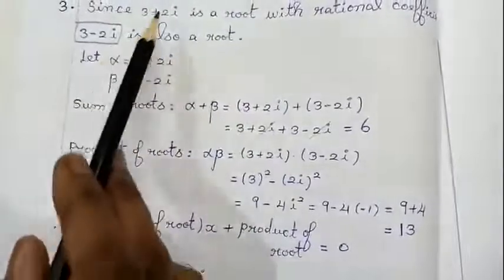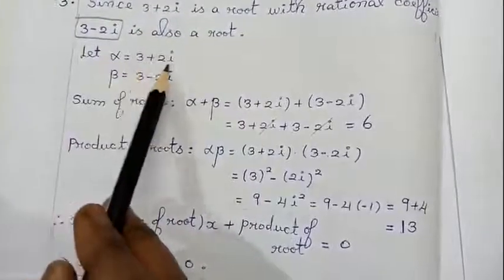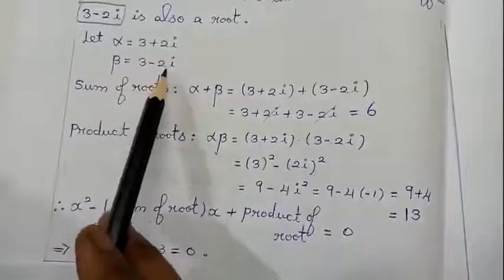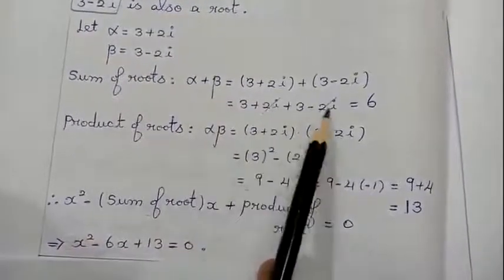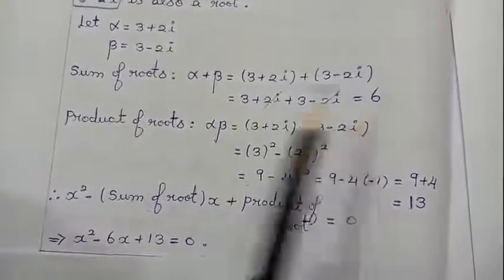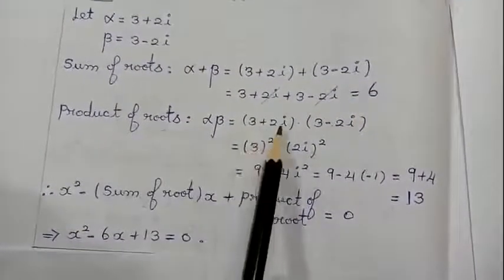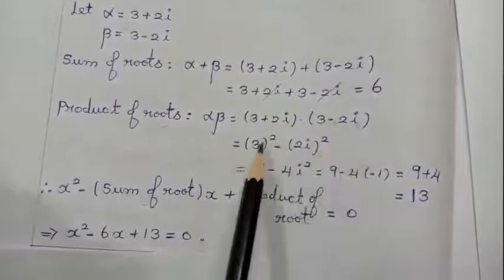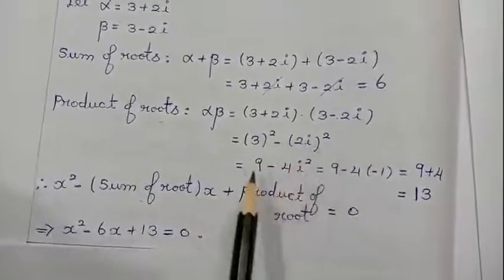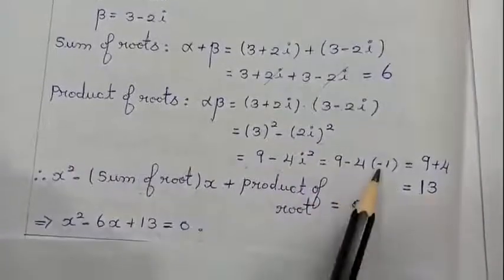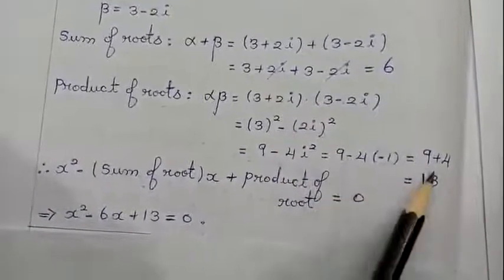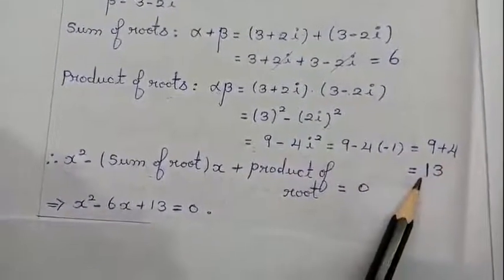I am going to take this as alpha. Let alpha equal 3 plus 2i and beta equal 3 minus 2i. As usual, sum of roots, you add. The imaginary part gets cancelled. You will get the answer as 6. Product of roots, a plus b into a minus b, a square minus b square. The value for i square is going to be minus 1. You replace it. After the final calculation, you will get the answer as 13.